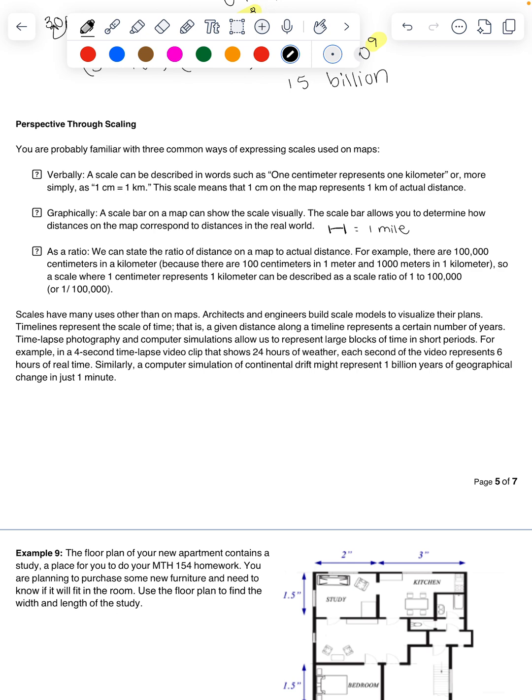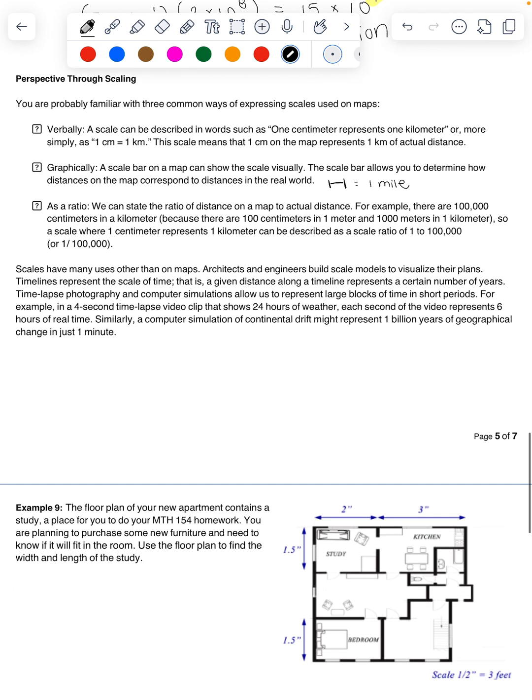Scales have a lot of uses other than maps. Architects and engineers build scale models to visualize their plans. Timelines represent scales of time. A 4-second time-lapse video shows 24 hours of weather. Each second would be 6 hours of real time. A computer simulation of a continental drift may represent 1 billion years of geographical change in just 1 minute.